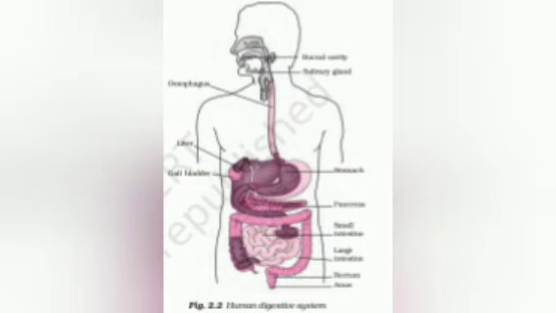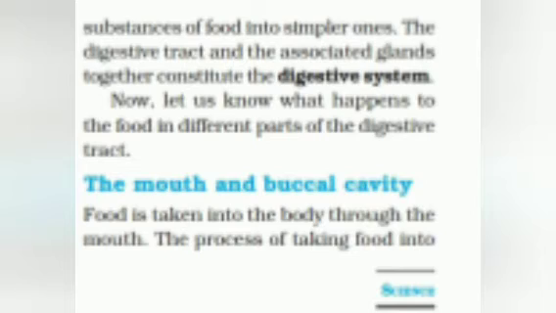So in the picture you can observe all parts of the digestive system, and the accessory parts which are helping in digestion, starting from buccal cavity and ending into the anus. In between, the salivary gland is there which is helping in the process of digestion, along with the liver and pancreas which are secreting some digestive juices. So with the help of all these glands and internal organs, the food which we are eating, complex, is converted to simple. The digestive tract and the associated glands together constitute the digestive system.